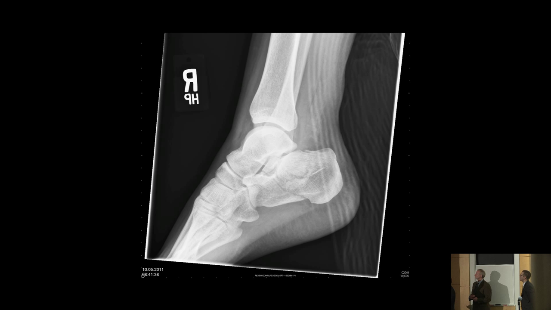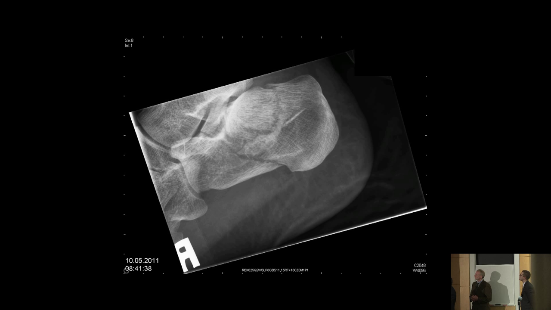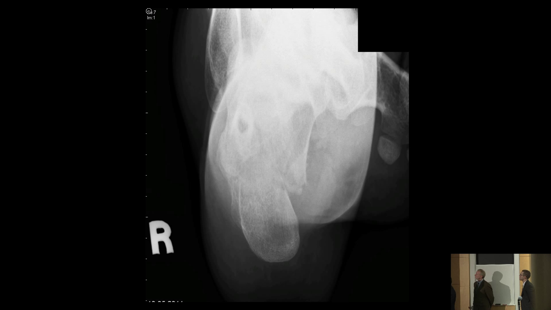This is another view that shows the most significant impaction is really at the tuberosity posterior facet interval and not so much in the front. You see this area is relatively spared. The medial wall is shifted, as you characteristically see, with the bulge here related to the posterior facet being depressed.